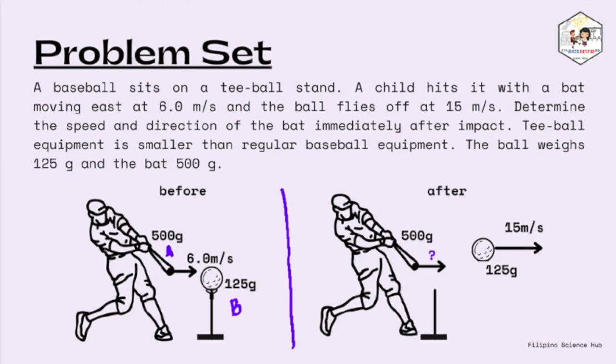Okay? So again, our object A is moving towards the east direction with a 6.0 meters per second speed and a mass of 500 grams. And the ball is 125 grams. It's not moving. So currently, before the collision, it has a velocity of 0 meters per second. And afterwards, we see that the ball, after collision, moves towards the east direction at 15 meters per second, retaining its mass. And the bat is still moving in the east direction, but with an unknown speed. So our work again here for this sample problem is to find VA prime.